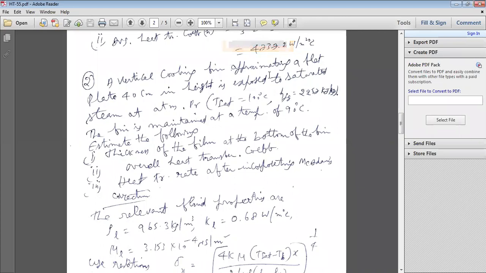So here, a vertical cooling fin approximating a flat plate, that is a vertical plate only. What is the height of the plate? 40 centimeters. And the saturation temperature is 100 degrees centigrade. The latent heat of condensation at 100 degrees centigrade saturation temperature is 2257 kilojoules per kg. The fin surface temperature is maintained at 90 degrees centigrade.